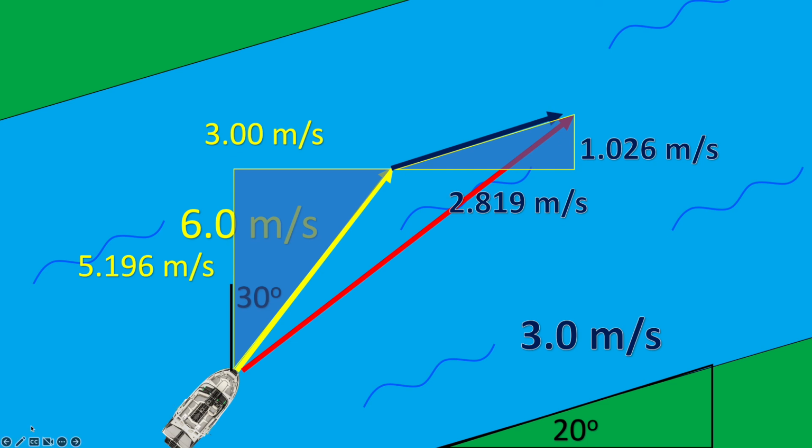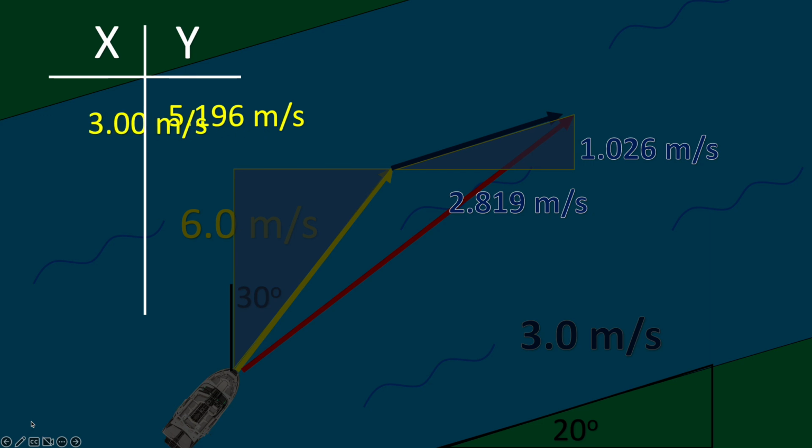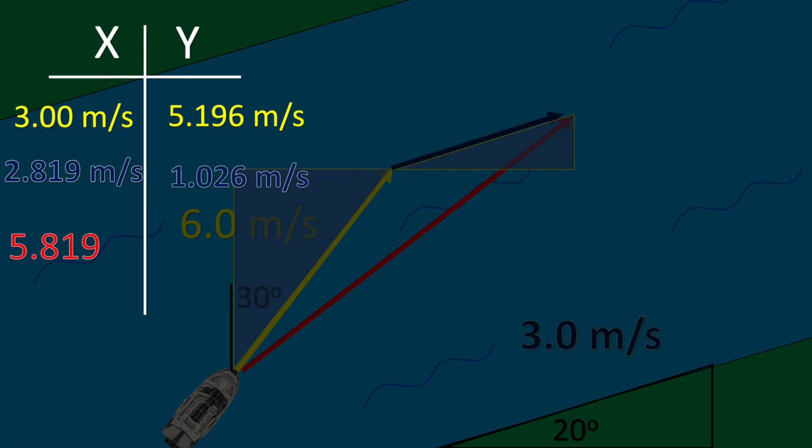So let's blur out the background here and create an X and Y chart. I'm going to put my vertical components over here in Y, and my horizontal here in X. Again, here putting the horizontal in X and the vertical in Y. Next, I'm going to add these up. The 3 plus the 2.819 gives me a total of 5.819 in the X direction, or to the right. And then in the Y direction, I have a total of 6.22 up.